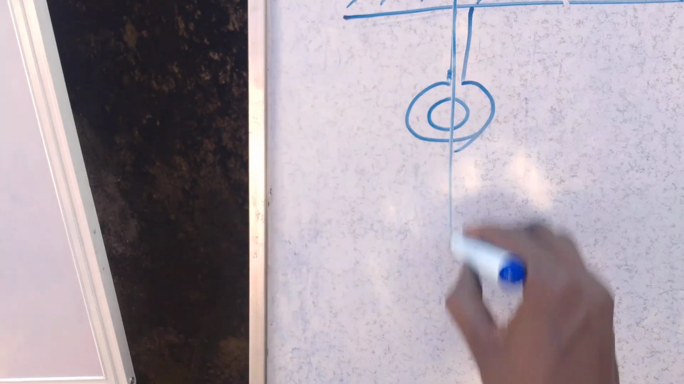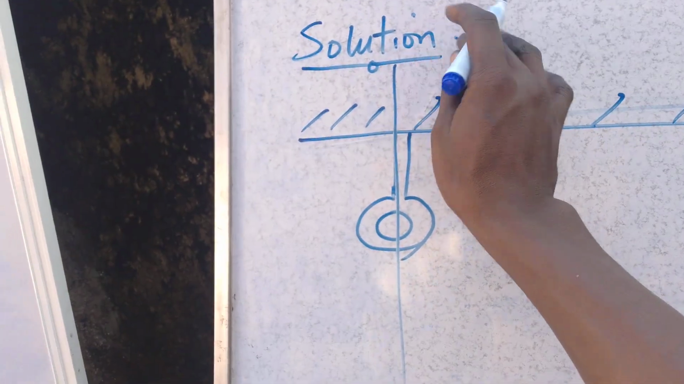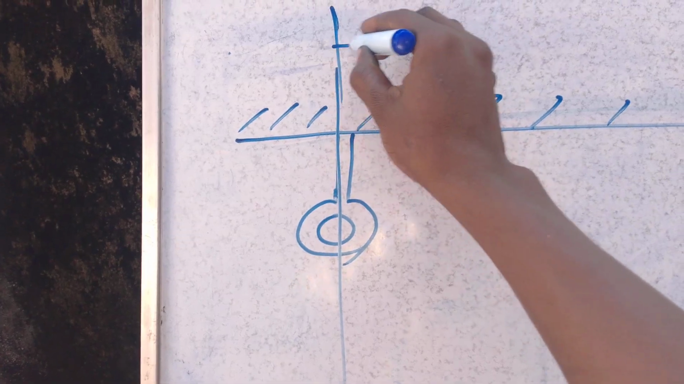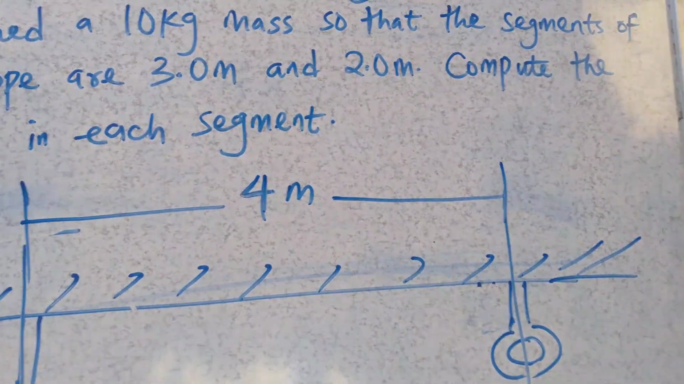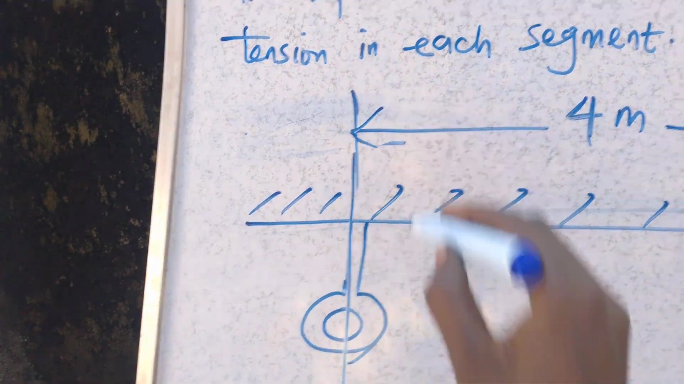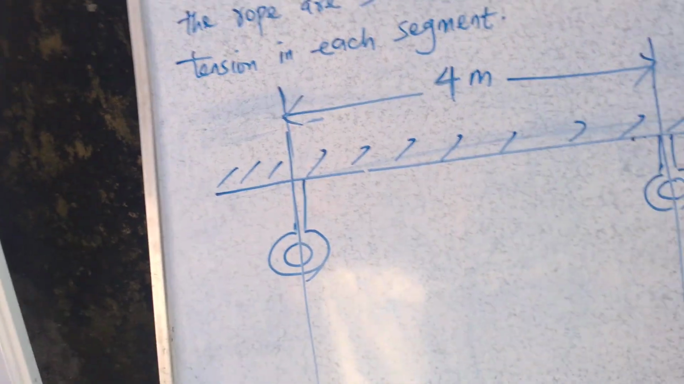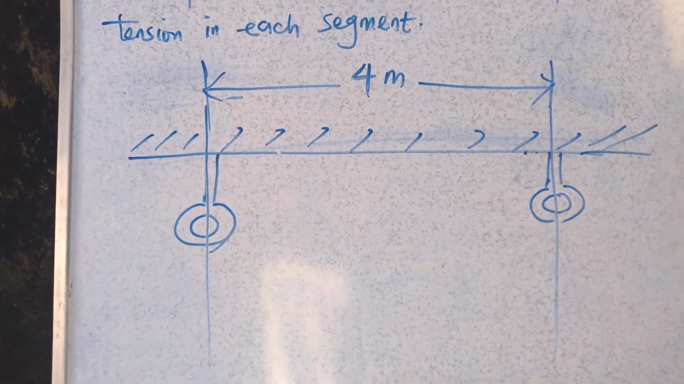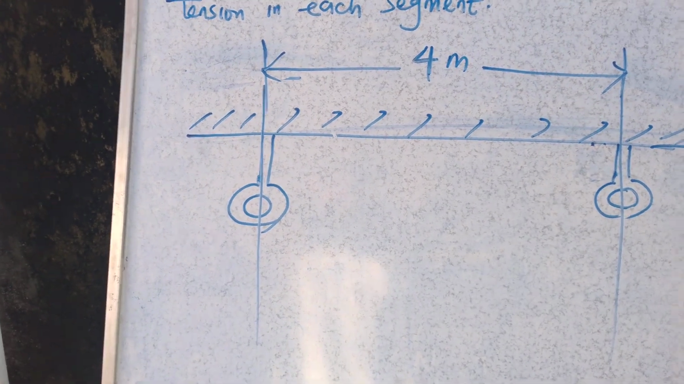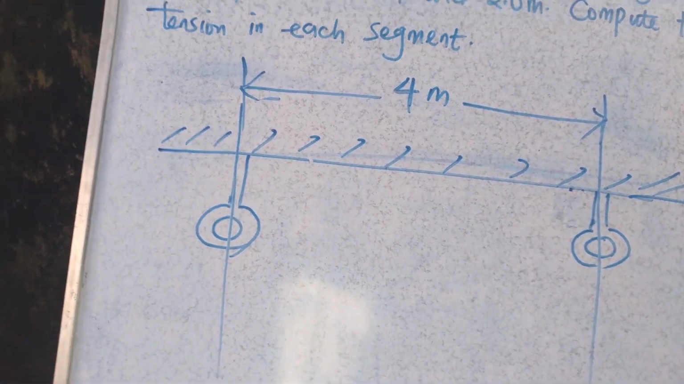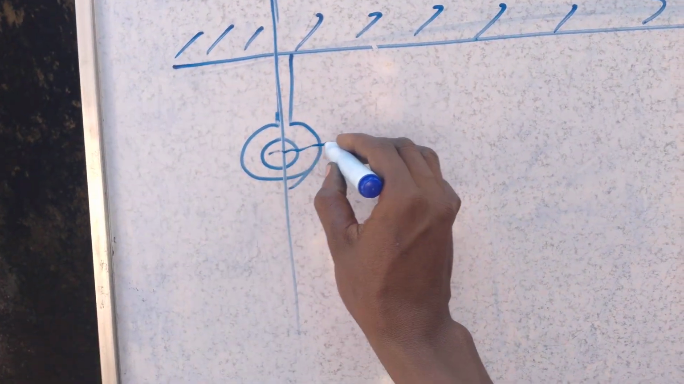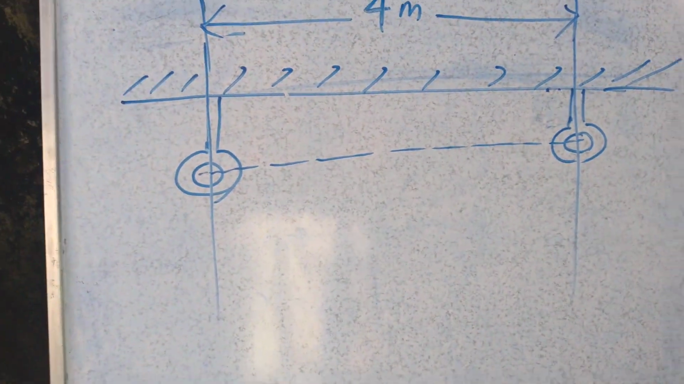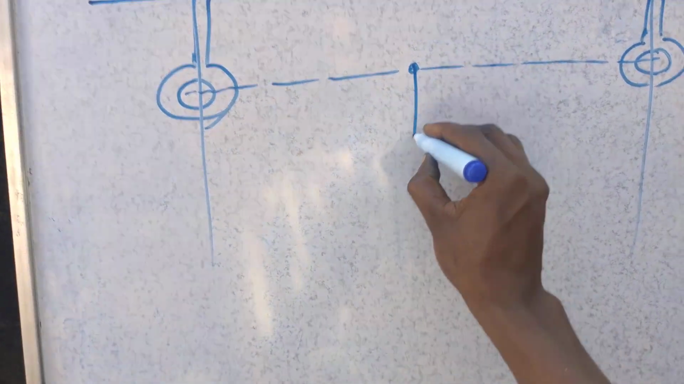They said the rope is fastened to 2 hooks 4.0 meter apart. So that means the distance between the both hooks is 4 meter. Then the rope is attached to a 10 kg mass, so that the segments of the rope are 3 meter and 2.0 meter. So this is the rope actually. This is that rope, and then I placed a mass on this rope.